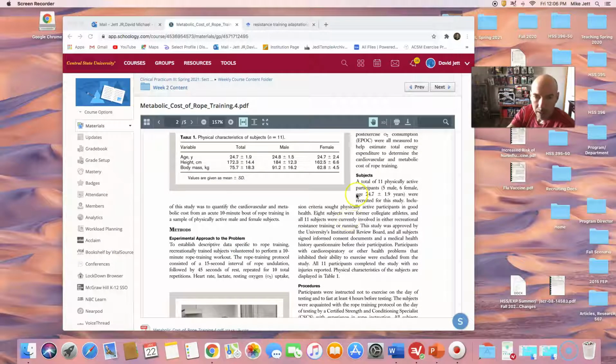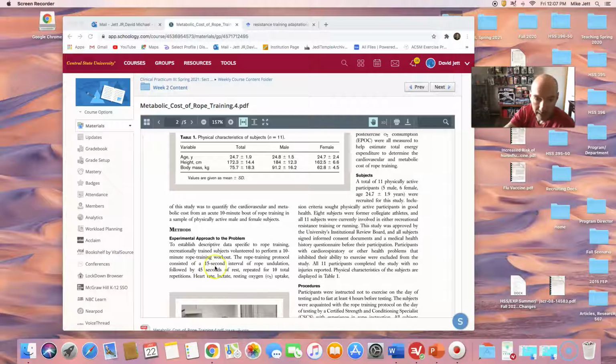A lot of times the subjects will be listed first. In this particular article, they give you the approach to the problem first. So what they do here is they tell you about this exact protocol that they're going to use, okay? So they're going to perform a 10-minute workout. Each minute of the 10 minutes has a work and a rest component.